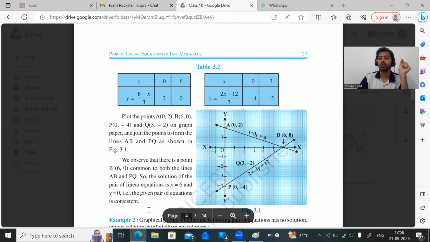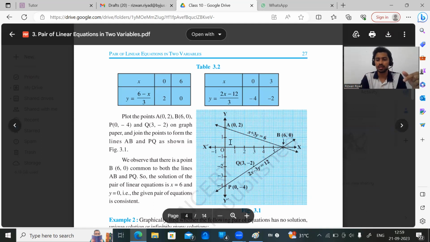This is the method of solving a pair of linear equations graphically. If you have any questions like this, in some questions you will directly get equations like this, but in some other questions you will find word problems.